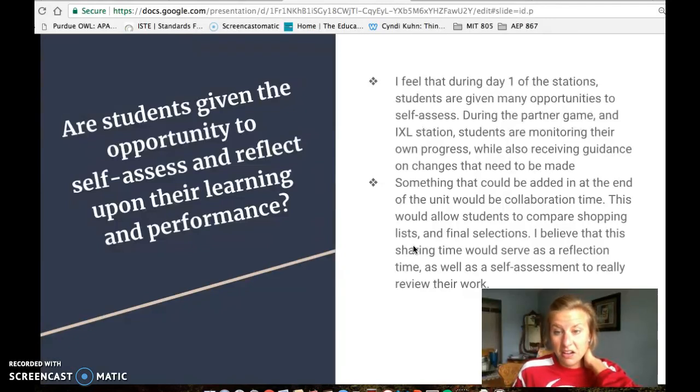Something that could be added on would be collaboration time at the end after their shopping trip. They could meet up with a partner and compare their shopping lists, the items that they chose. Not only would this allow them to collaborate, but this would be a self-assessment, because when you're sharing your work with a partner and talking through it, that gives you a chance to really look through what you've done. So I feel like I could add that on to the end to really help out with the self-assessment and the reflection part.